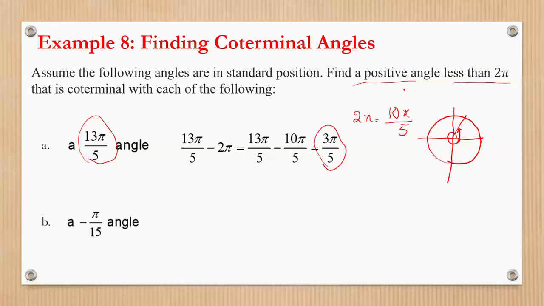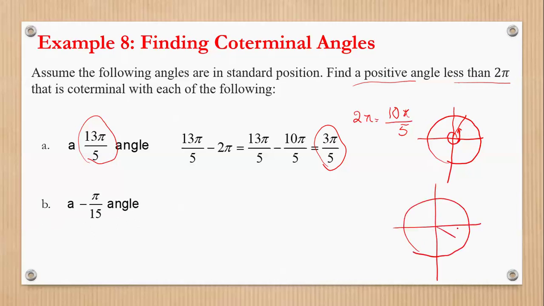Next example, we have a negative pi over 15 angle. Negative pi over 15 means it's somewhere over here. You want to find a positive angle less than 2 pi. Since we have a negative angle, this time we need to add 2 pi. And if you add 2 pi and find the common denominator, you get 29 pi over 15, which is this angle. And that's a coterminal angle with our angle.